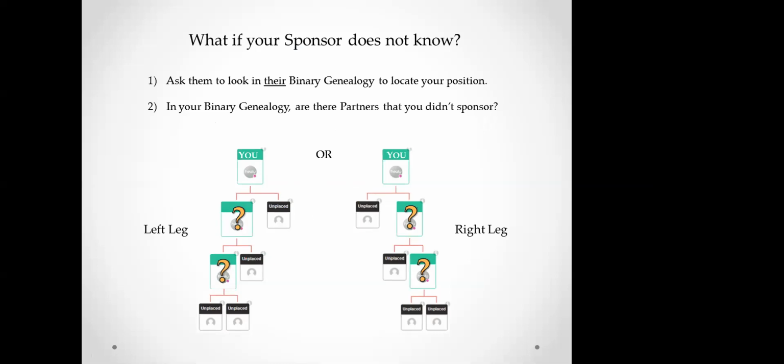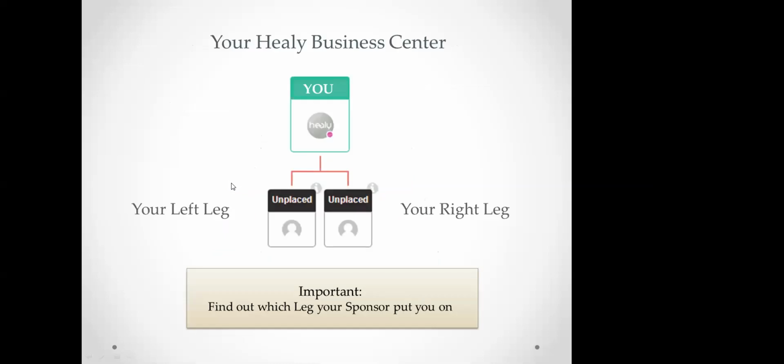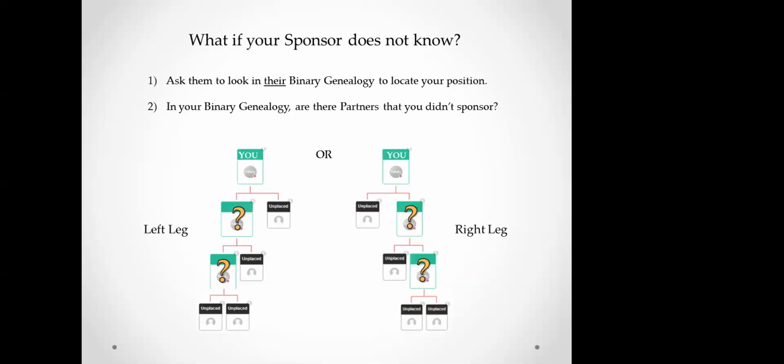Those are positions that were filled from your sponsor above you. So on this left leg over here, your sponsor actually is up here, and on your right leg, your sponsor's up here. So this is one way to look. Some of you will come in and it'll look just like this, and you know exactly where you're at if you're on the right or the left leg because your sponsor told you, or you don't know. And so those are the 2 ways you find out.